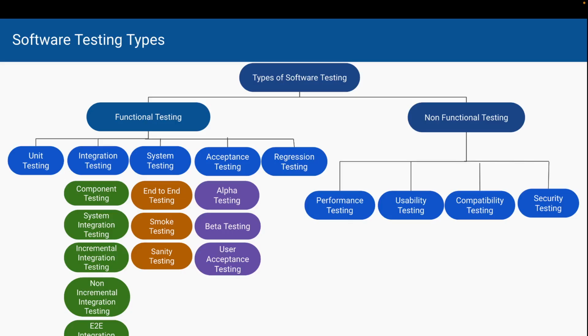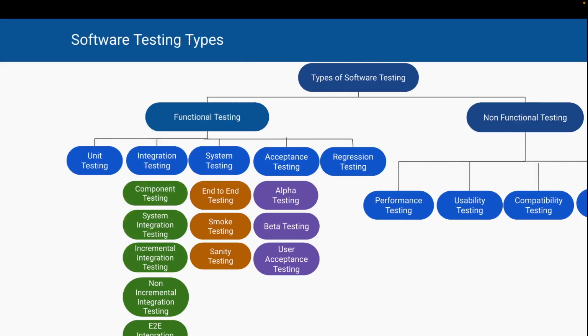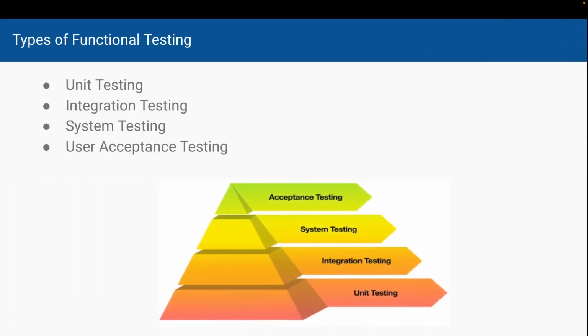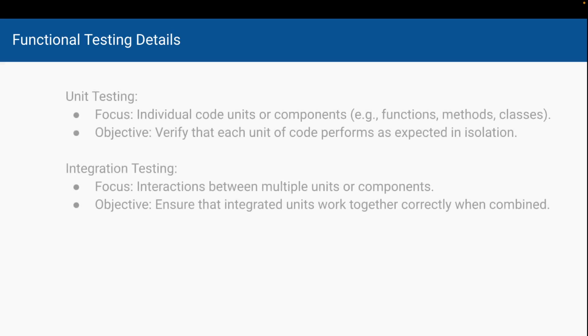Let's talk in detail about functional testing. Okay. The types of functional testing that we are going to discuss are unit testing, integration testing, system testing, and UAT or user acceptance testing. First, we will discuss unit testing. Unit testing focuses on individual code units or components, for example, functions, methods, and classes. The objective of unit testing is to verify that each unit of code performs as expected in isolation.